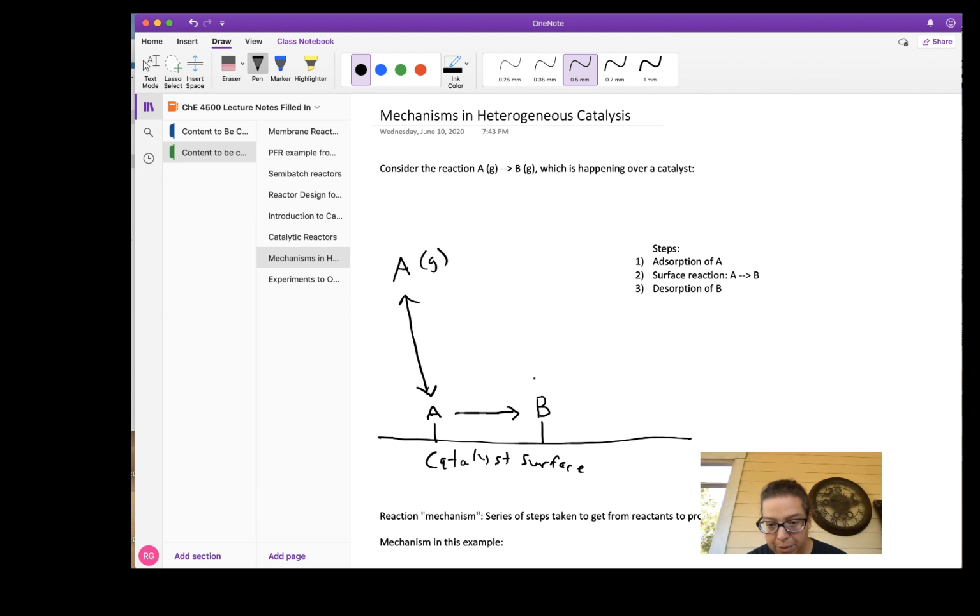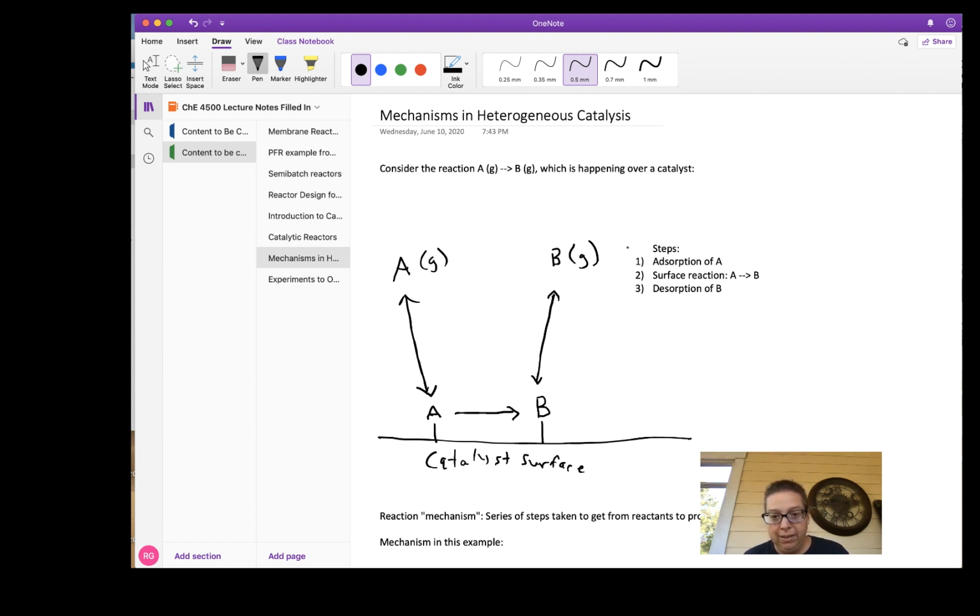And then B desorbs from the catalyst surface, so it goes back into the gas phase. You'll notice I drew these arrows as double-sided arrows, and this one is a single-sided arrow. I'll get to why I did that in just a moment.